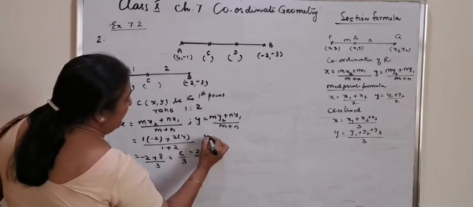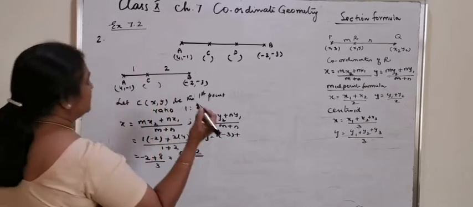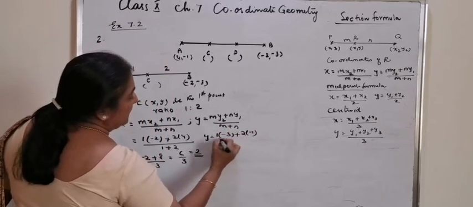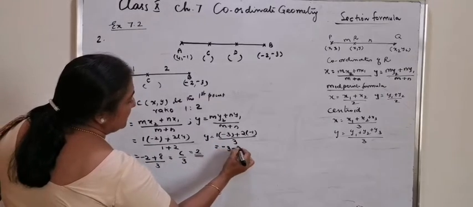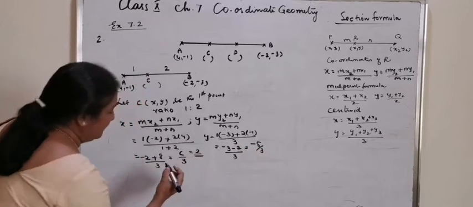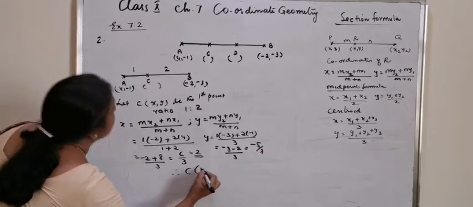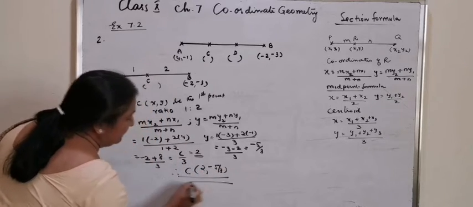The y coordinate is (1 into minus 3 plus 2 into minus 1) divided by (1 plus 2), which is 3. That is minus 3 minus 2 by 3, or minus 5 by 3. Therefore, C is the point (2, minus 5 by 3).